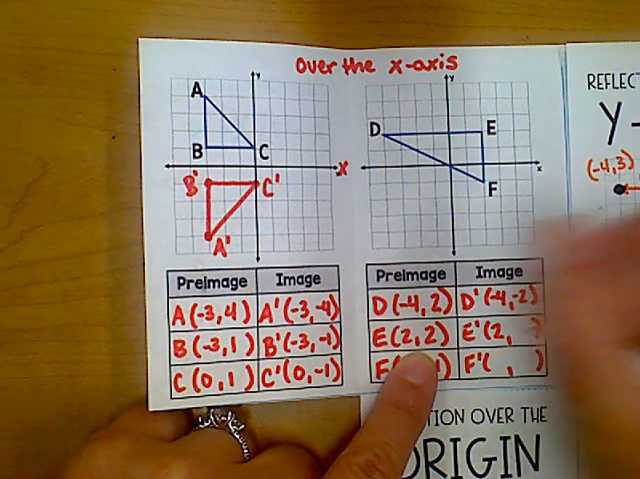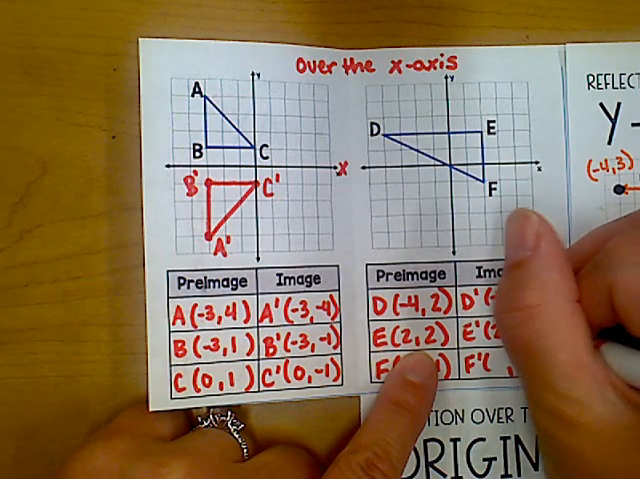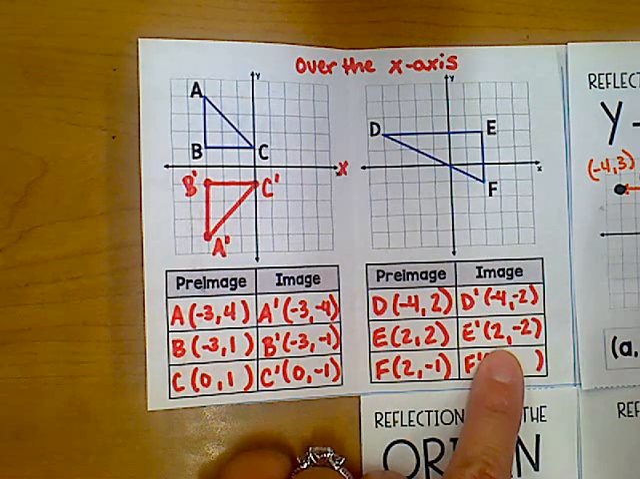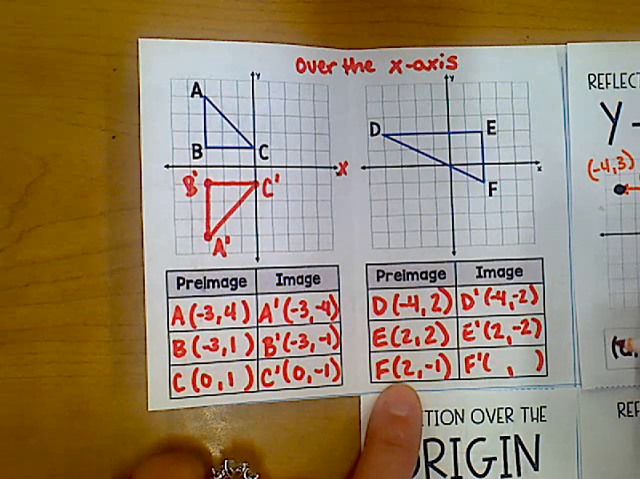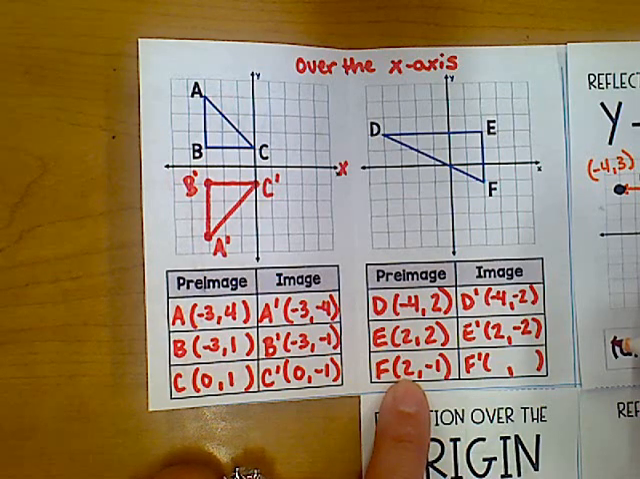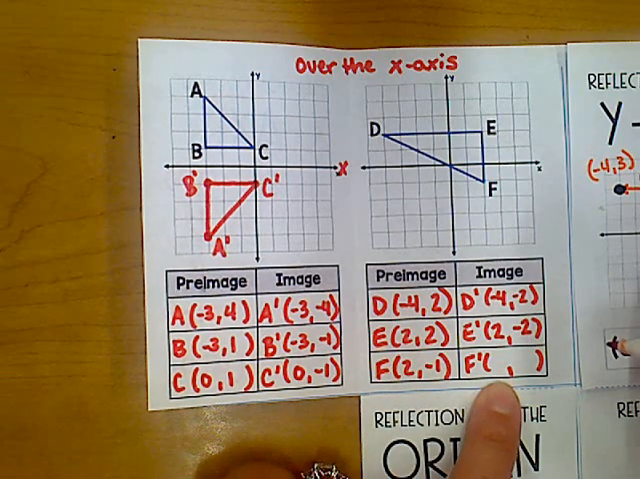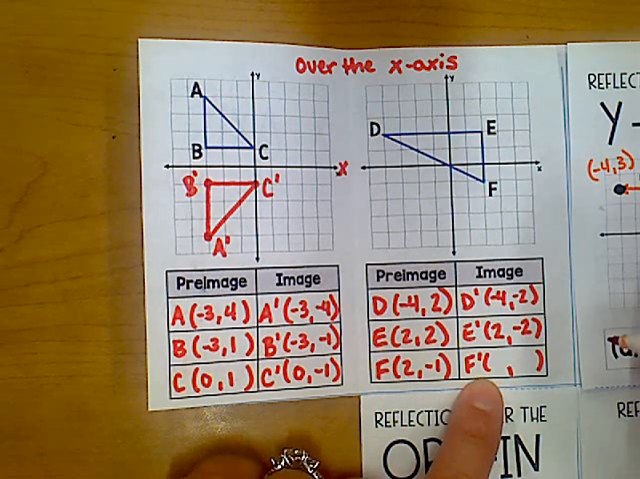The x-coordinate would stay the same, and then the opposite of 2 is -2. So E prime would have an ordered pair of 2, -2. Okay, let's try F next. So in F, our original ordered pair was 2, -1. Using a rule of the x-coordinate staying the same and y going to the opposite, what would be F prime?